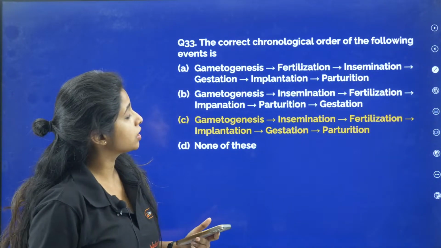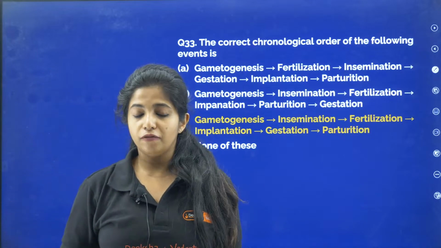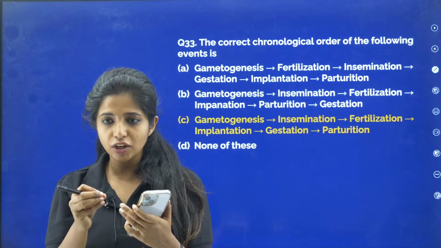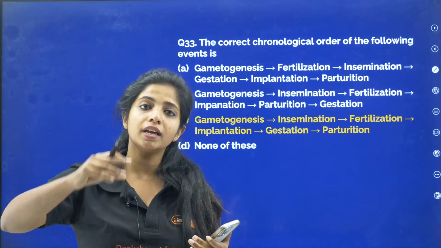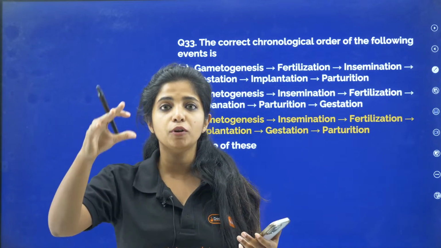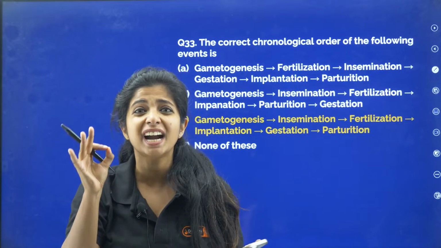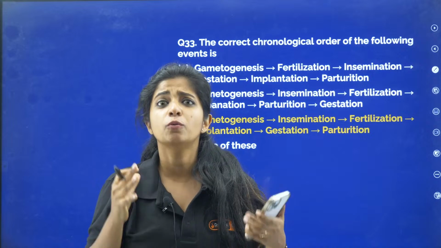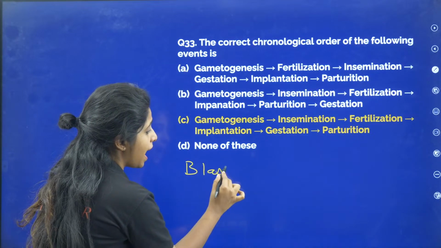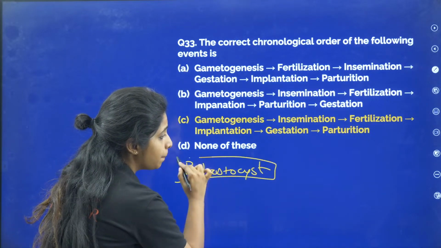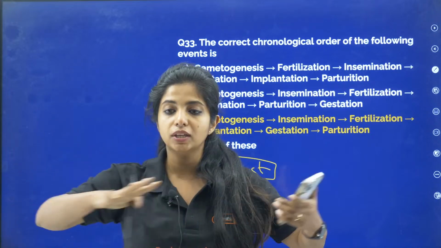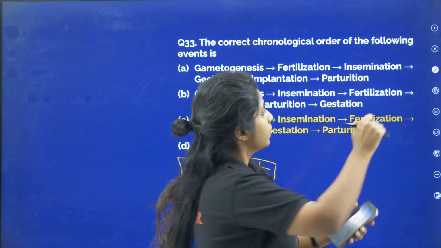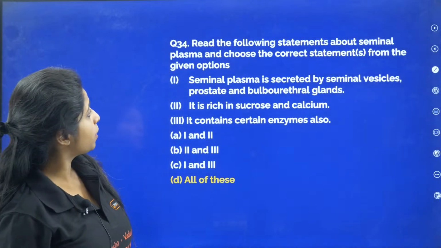Next, the correct chronological sequence of the next chapter. First you have gametogenesis, where gametes form. Then insemination, where the gametes are transferred, then fertilization. After fertilization, the zygote divides, and the embryo gets implanted, which is known as implantation. Where do they get implanted, my dear children? In the endometrium. In which stage? It is the blastocyst stage where they get implanted. Then gestation, where the baby is formed, and parturition, where the baby moves out.